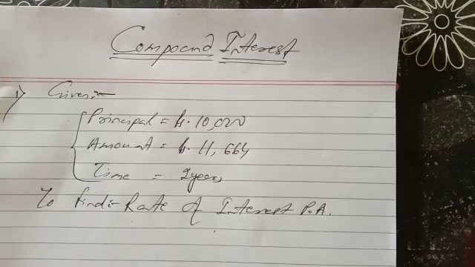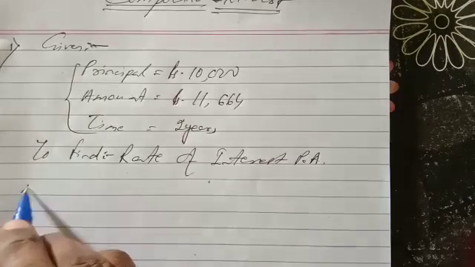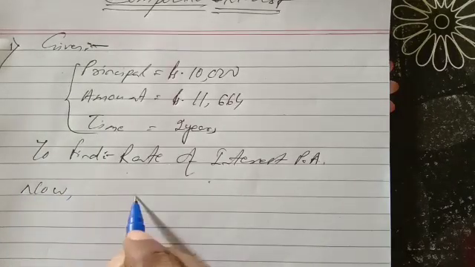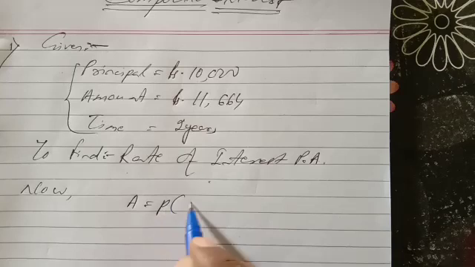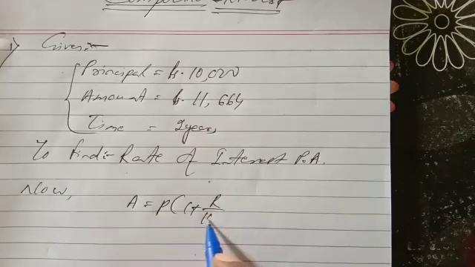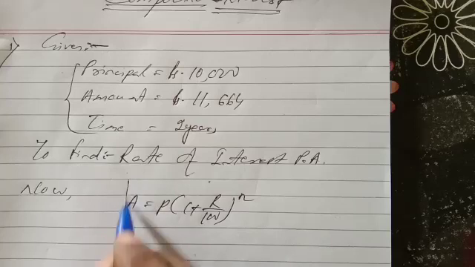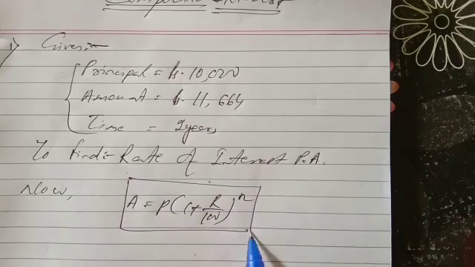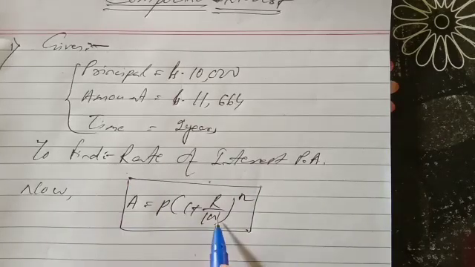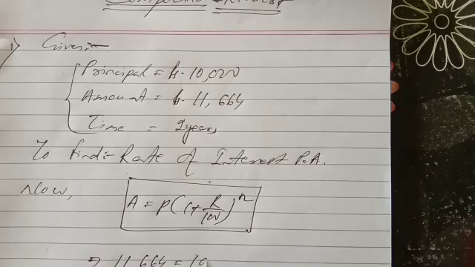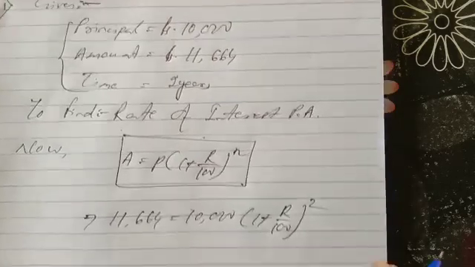But how to find the rate? See, the formula for compounded annually is A = P(1 + R/100)^n. N means the number of years, and A means the amount. Given amount 11,664, principal 10,000, and 1 + R/100. R is not given, you have to find the rate. Time given is 2 years.